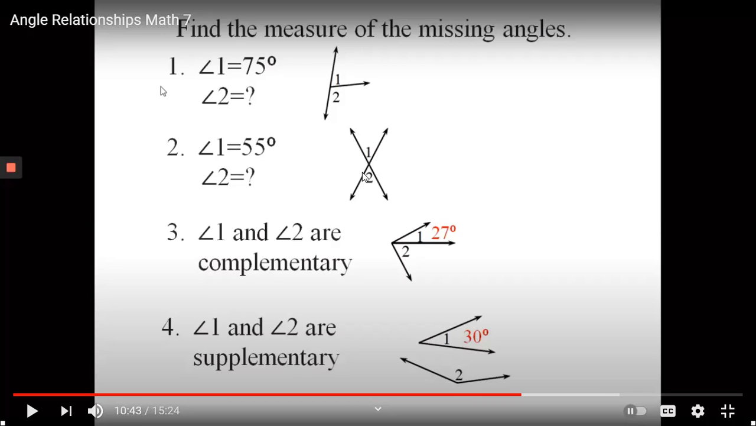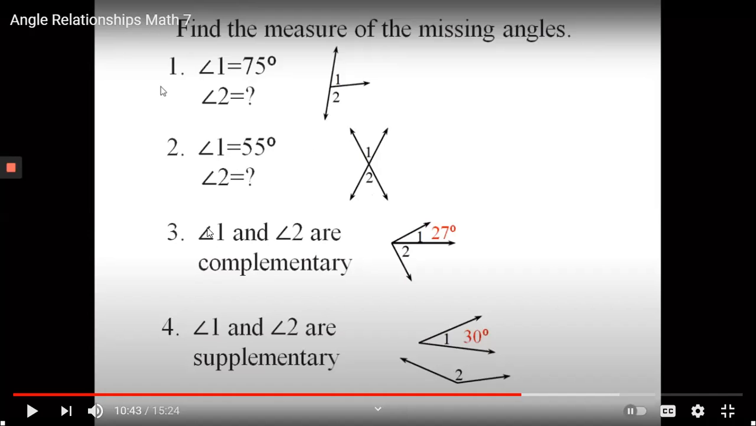Because they are complementary. Vertical. No, this one is vertical. You can see two intersecting lines, right? So the two opposite angles should be equal in measure. Then he gave us angle 1 equals 55 degrees. Then for sure, angle 2 should be equal to 55 degrees.